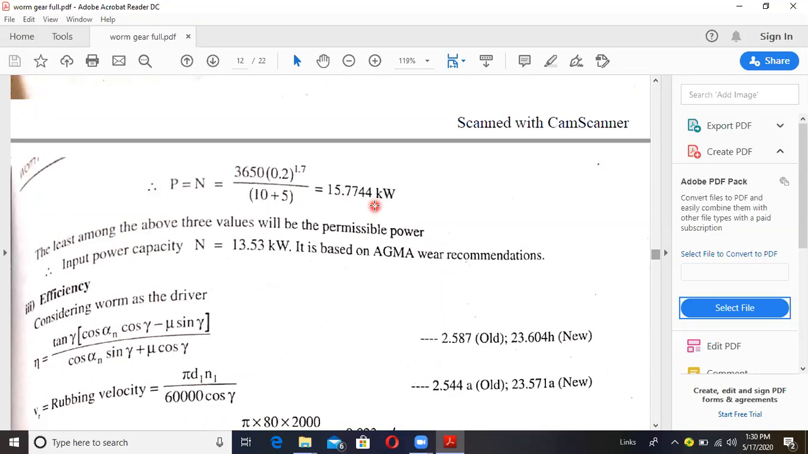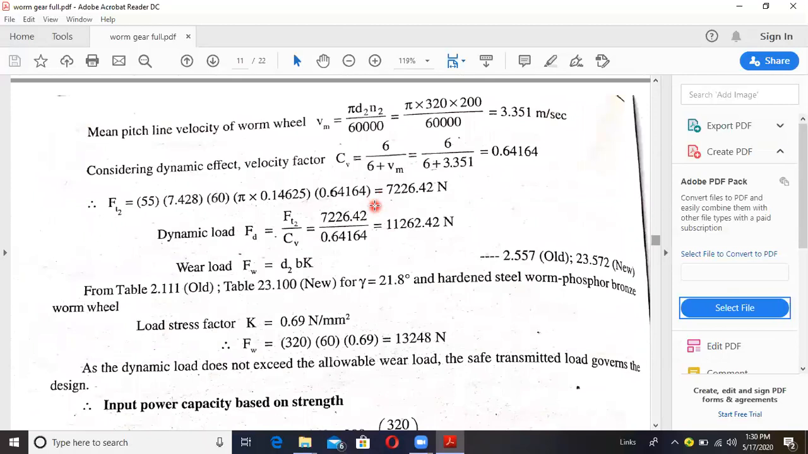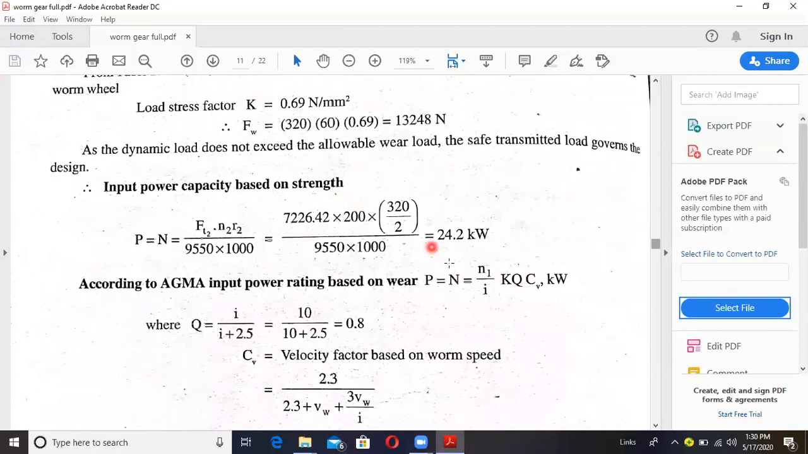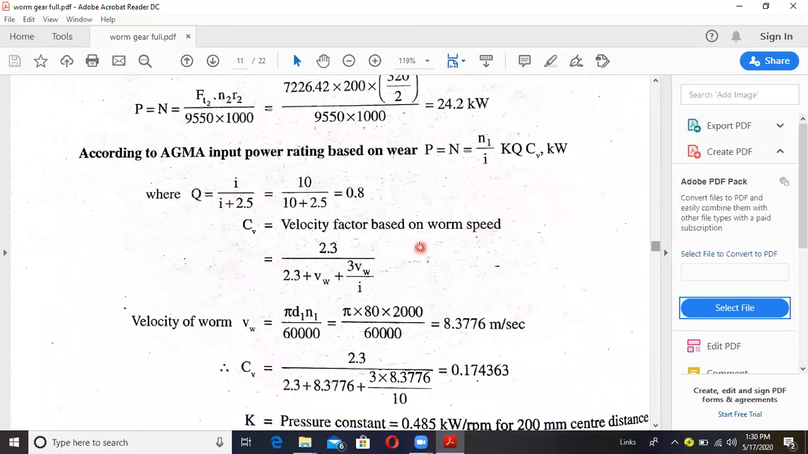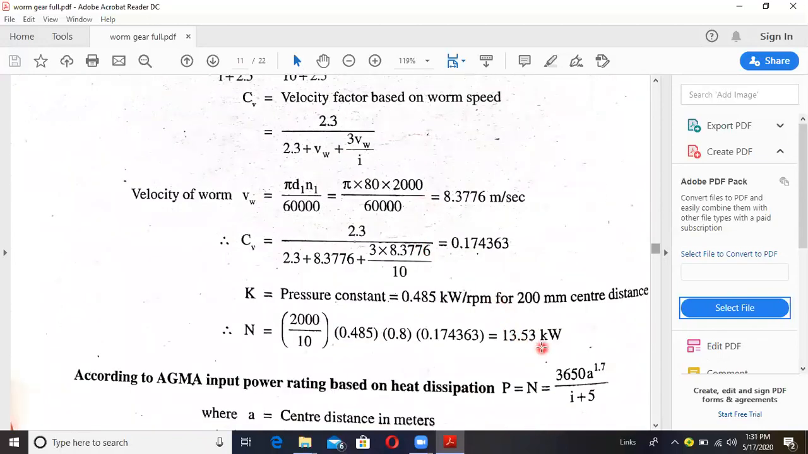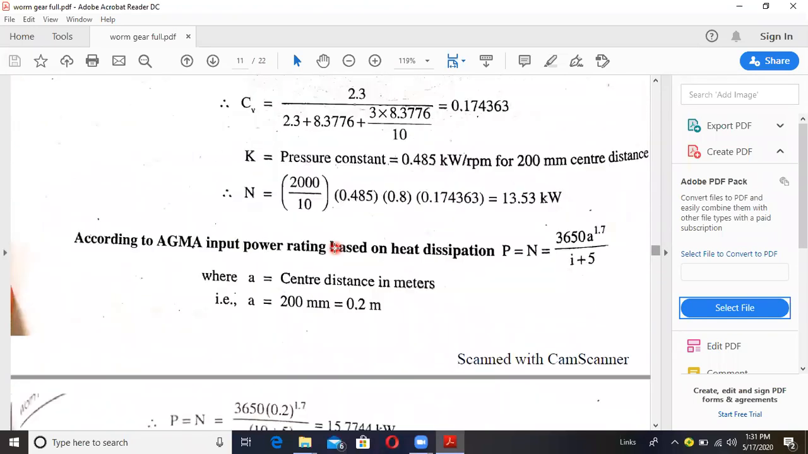Here we will get three power values. Based upon the strength, we get 24.2 kilowatts. Based upon the wear, we got 13.53. Based upon the heat dissipated, we got 15.77. In these three values, we have to take any one value as the power. Which is the lesser value you got? In these three, the lesser value is 13.53, based upon the wear.